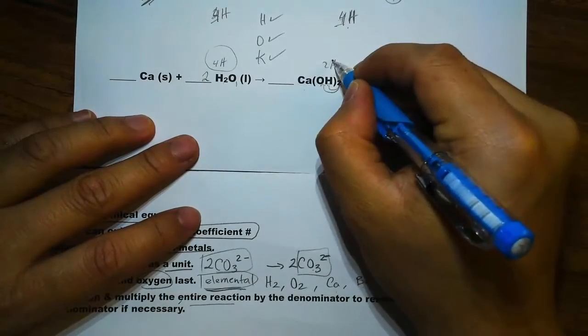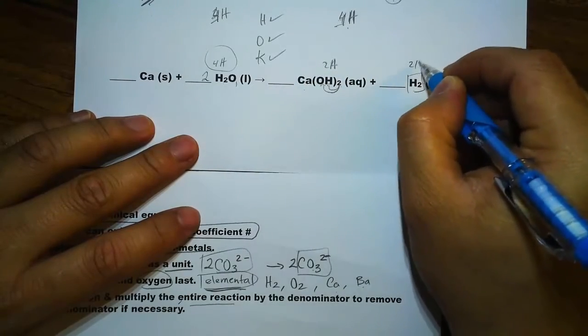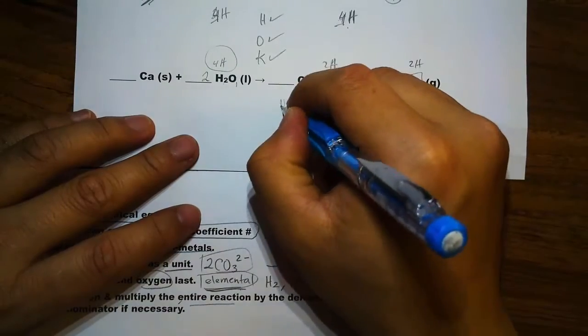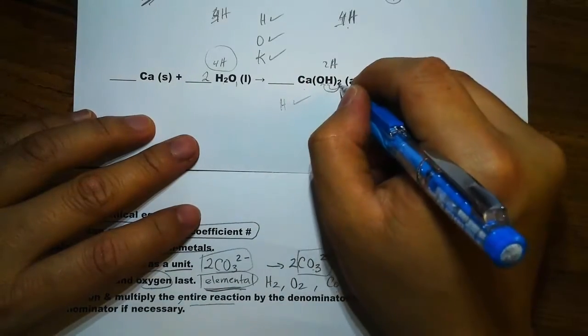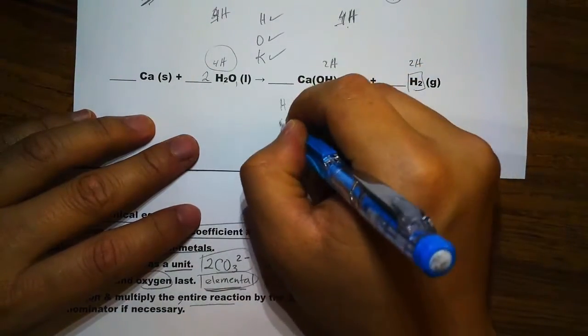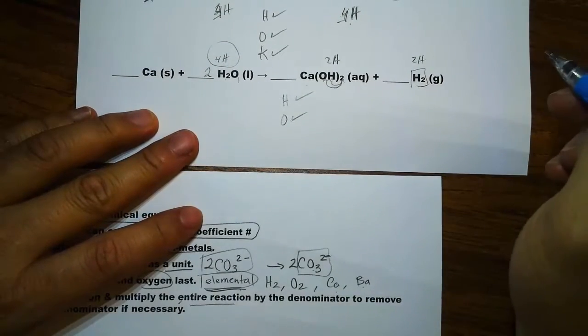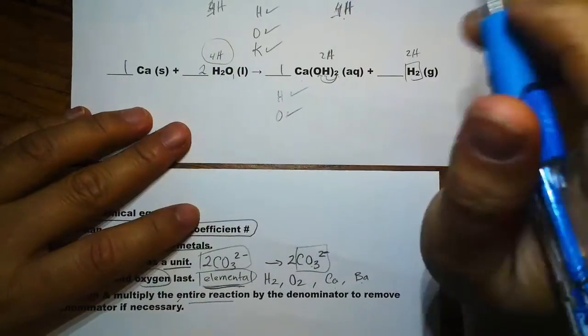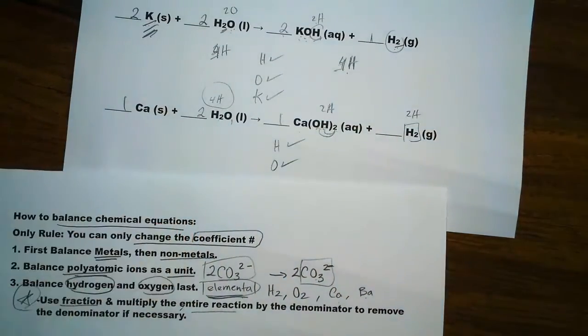Okay. And what about right here? That gives us another 2 hydrogen. Oh, 4 hydrogen. Okay. So the hydrogen is balanced. What about the oxygen? 2 oxygen and 2 oxygen. Oh, it's balanced. And what about the calcium? Oh, 1 calcium and 1 calcium. There you go. Oh, look at that. So easy. And we are done.